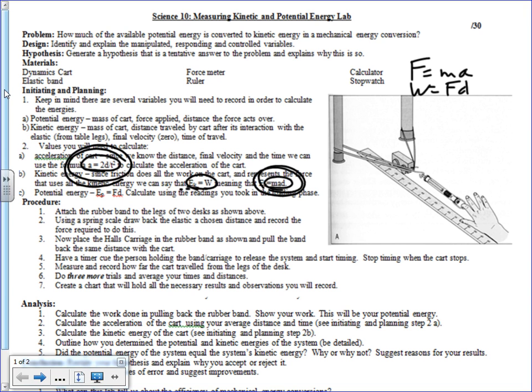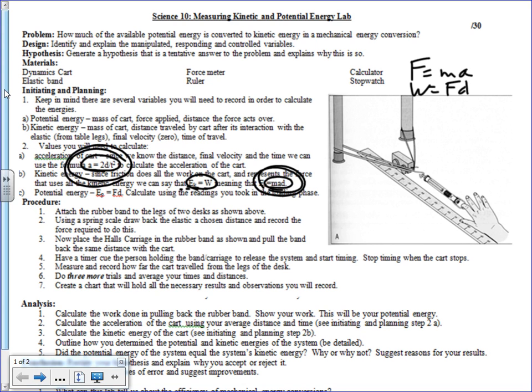Now, other thing to recognize here, when you measure your potential energy with the spring scale, pull it back whatever distance you decide. Pull it back a little ways, measure that, then get rid of the spring scale. You do not want the spring scale attached to the rubber band when you put the Hall's carriage in and pull it back to that same distance and let it go. Why? Yeah, it'll shoot the spring scale.